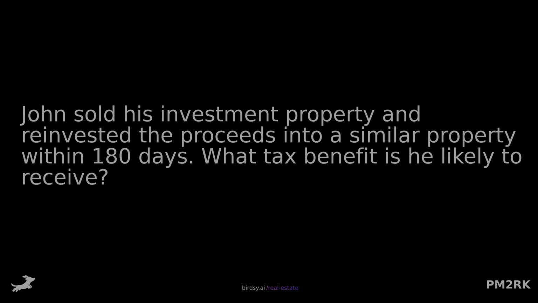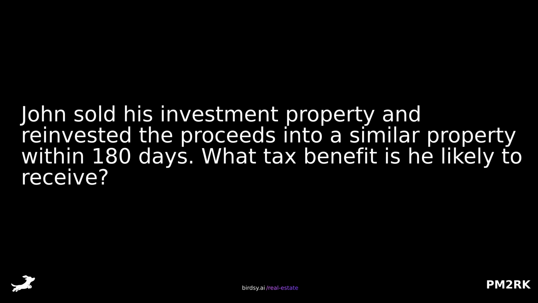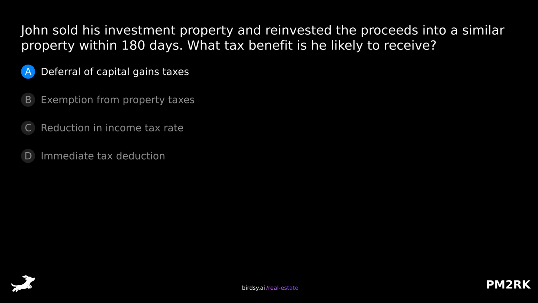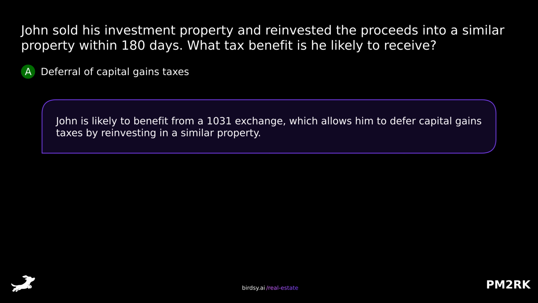John sold his investment property and reinvested the proceeds into a similar property within 180 days. What tax benefit is he likely to receive? Is it A, deferral of capital gains taxes, B, exemption from property taxes, C, reduction in income tax rate, or D, immediate tax deduction? The answer is A, deferral of capital gains taxes. John is likely to benefit from a 1031 exchange, which allows him to defer capital gains taxes by reinvesting in a similar property.